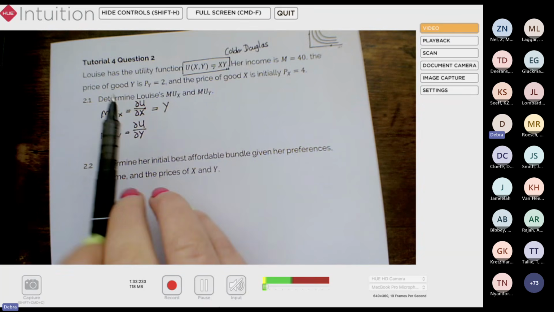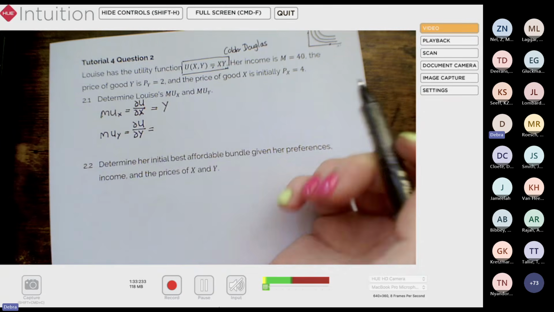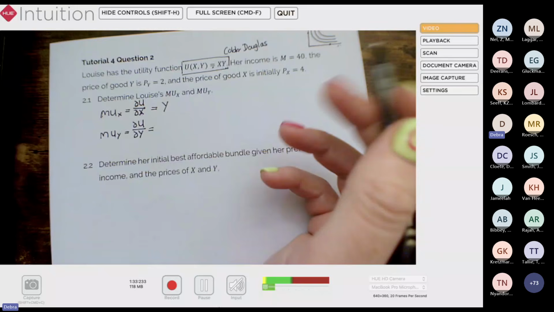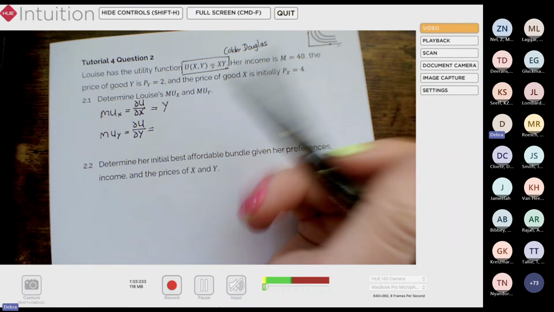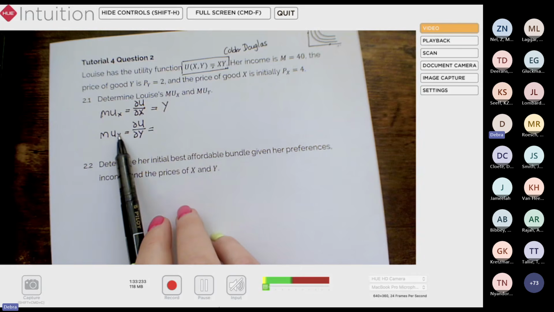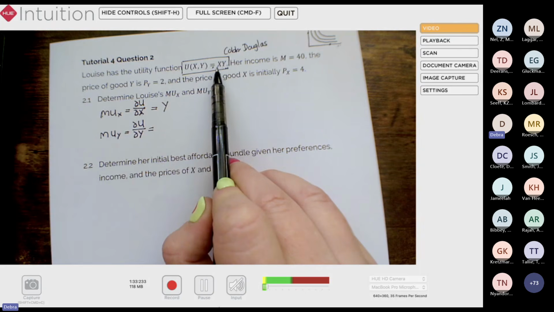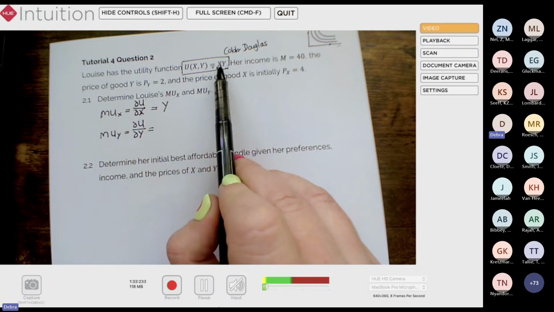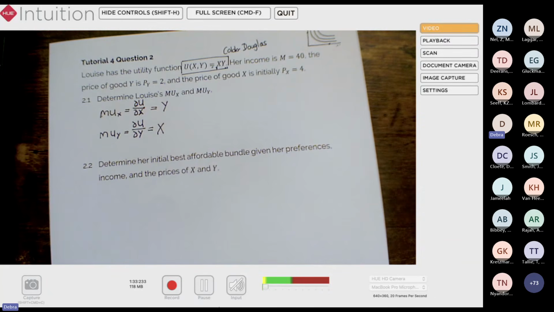Applying the same reasoning, the marginal utility of y means I treat x as a constant. And so the marginal utility of xy with respect to y is going to be x. So those are my marginal utility values.